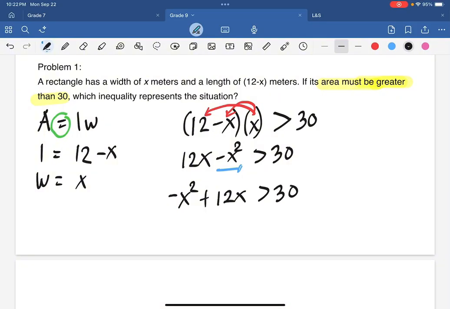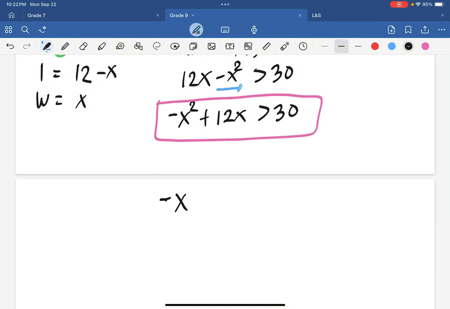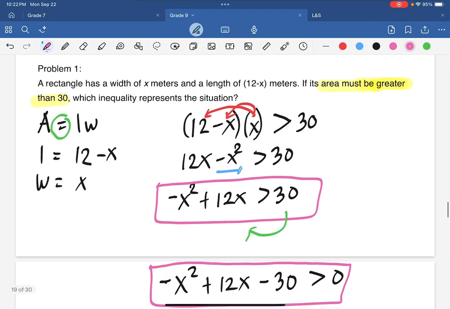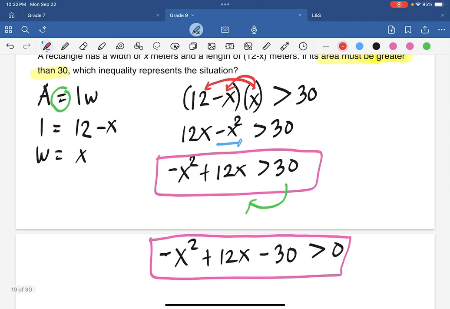During the exam, I may give you items or choices having this as the answer, or I might also give this one, negative x squared plus 12x minus 30 is greater than 0, because when we transpose positive 30 to the other side, it becomes negative 30. Either of the two, I'm going to accept both answers, so don't worry. Based on the problem here, here are our final answers.